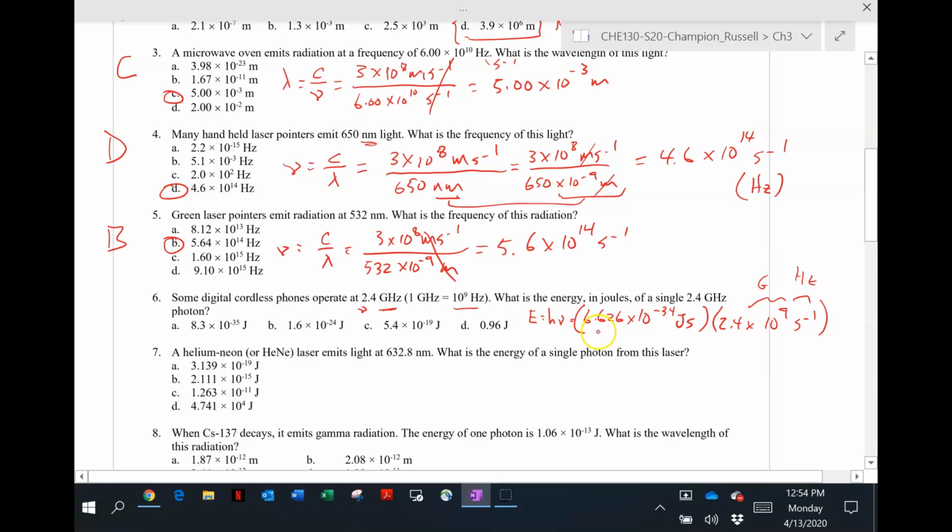1.6 times 10 to the negative 24th is what I get. And again, this is the energy of a single photon, so it is pretty small.